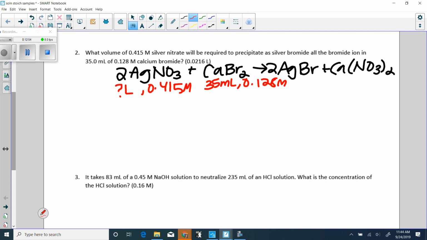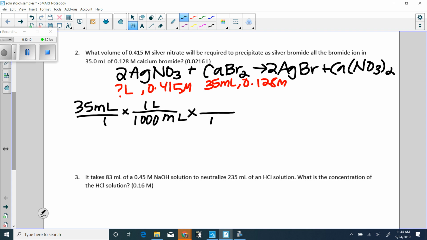Okay, tell someone next: you always start with volume. 35 milliliters over 1, times in a line, milliliters on top means milliliters on bottom. There are 1,000 milliliters in a liter. Liters on top means liters on bottom. Now you need to be careful and watch. I'm talking about calcium bromide, so do not take the molarity for silver nitrate. Take your molarity for calcium bromide, 1.128 moles for every 1 liter. We can turn our big M into that.